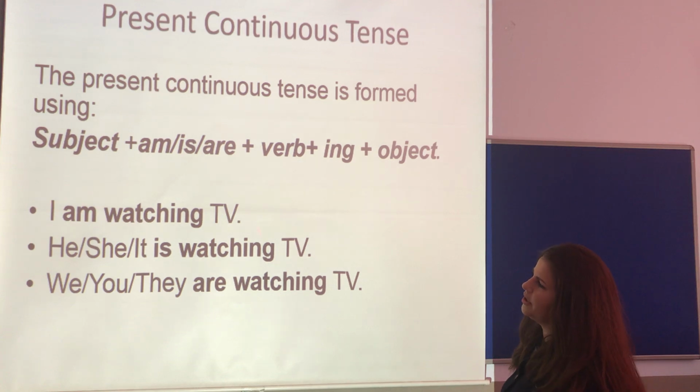I am watching TV. I refers to the subject. Am is the verb to be for the first person. Watching is the verb plus ing. And TV refers to the object.